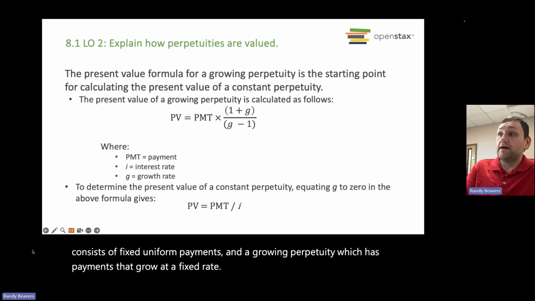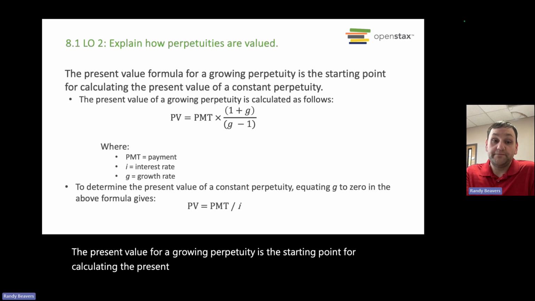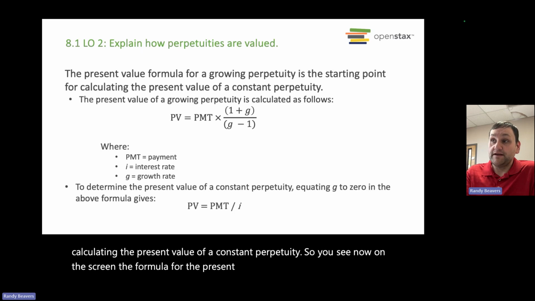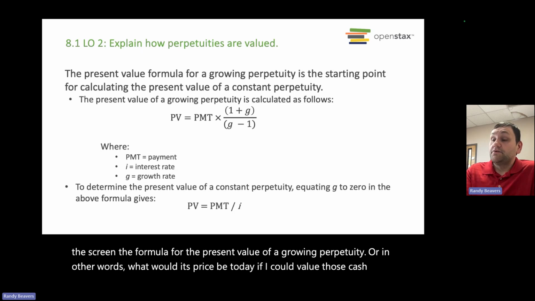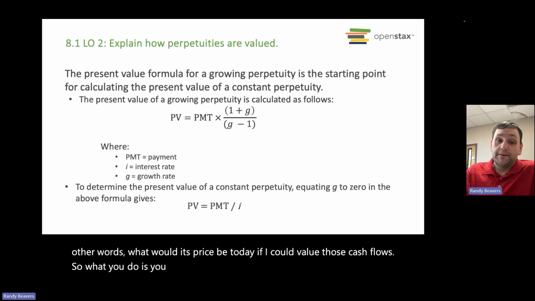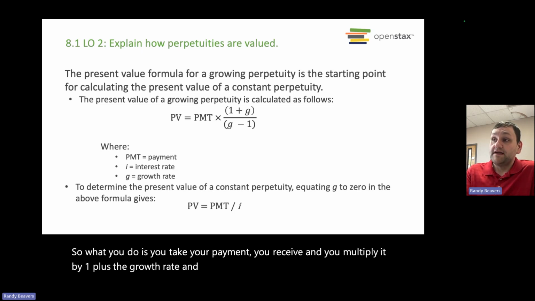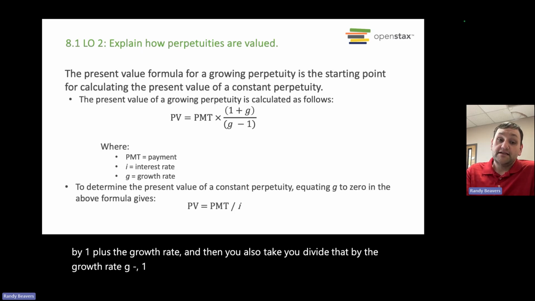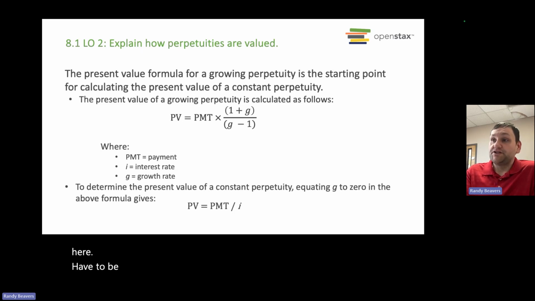The present value for a growing perpetuity is the starting point for calculating the present value of a constant perpetuity. So you see now on the screen the formula for the present value of a growing perpetuity, or in other words, what would its price be today if I could value those cash flows? So what you do is you take your payment you receive, and you multiply it by 1 plus the growth rate, and then you divide that by the growth rate, G minus 1. And note that the interest rates and the growth rates here have to be in decimal form or percentage form, meaning out of 100, okay?